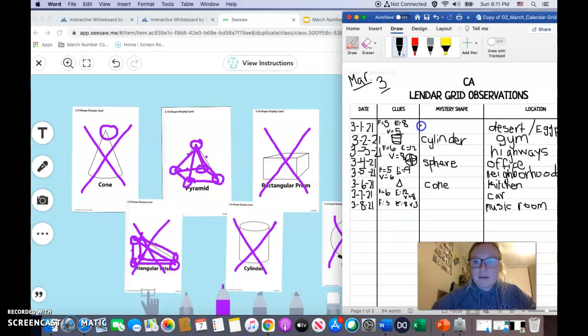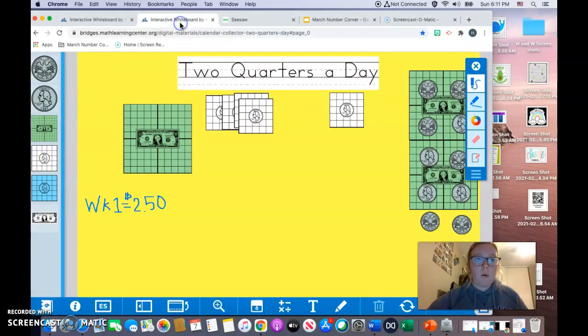So I'm going to go back to our calendar grid and I'm going to write in pyramid. Now I get to write pyramid in 2 places. I'm going to write it for our first day, and I'm also going to write it for today. A pyramid. Boys and girls, what great detectives you were in finding what our mystery shape was for today. Nice job.